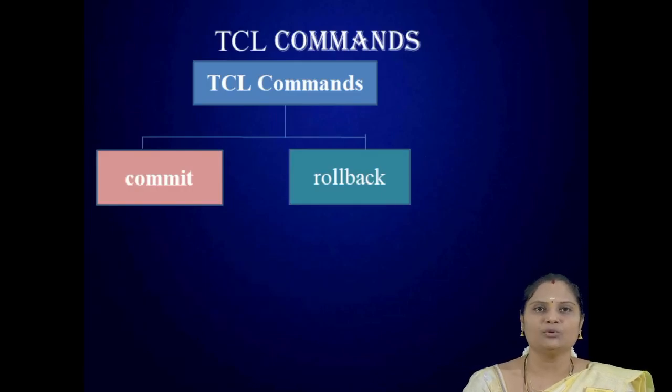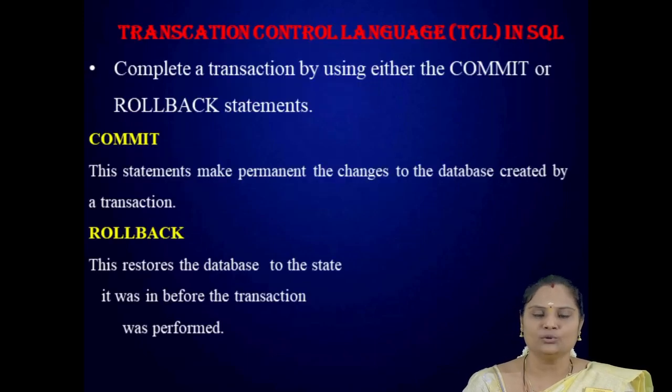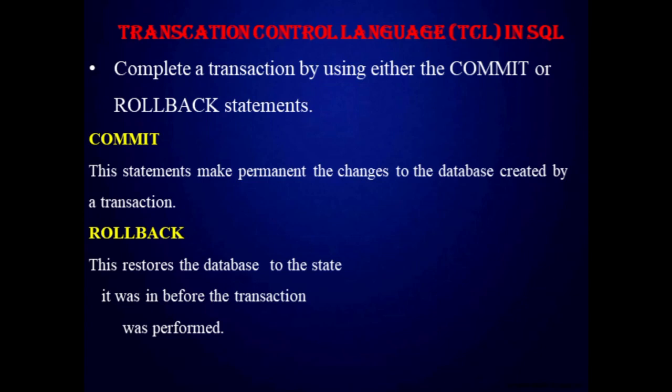Finally, we discuss TCL commands, transaction control language. These commands are used like undo and redo. In this we have two queries, commit and rollback. Commit is used to complete a transaction by using either a commit or rollback statement. Commit makes permanent changes to the database created by the transaction. Rollback restores the database to the state it was in before the transaction was performed.